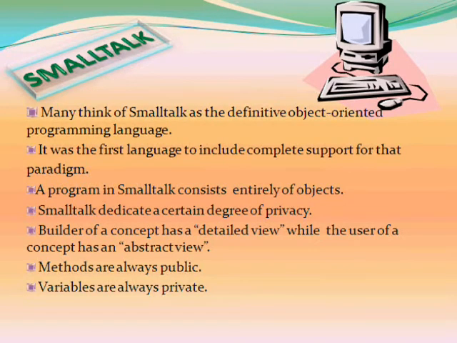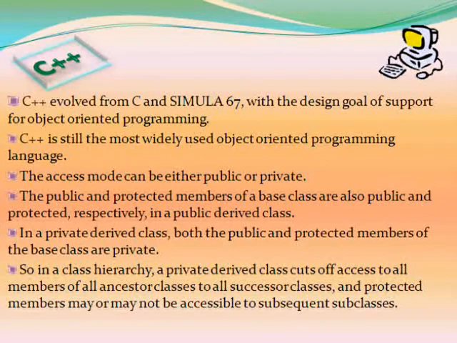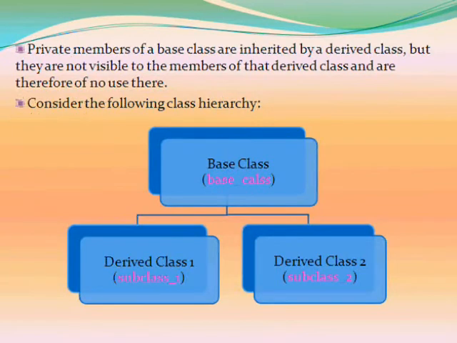variables private. In C++, there can be two access modes known as public or private. The public and protected members of a base class are also public and protected respectively in a public derived class. C++ classes can be inherited by its child classes. Then, private members of a base class are inherited by a derived class.